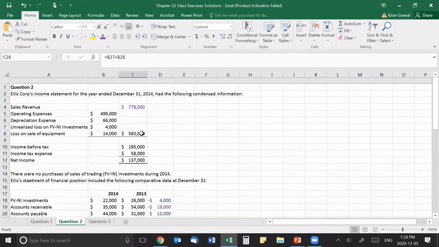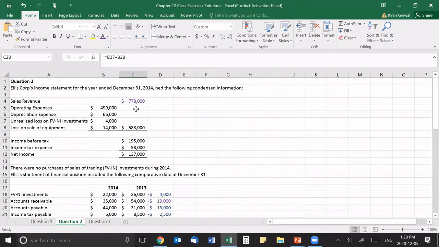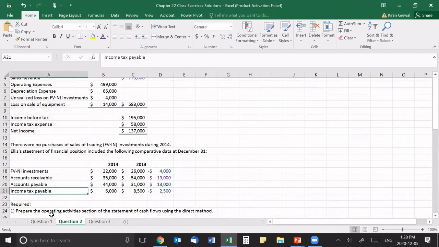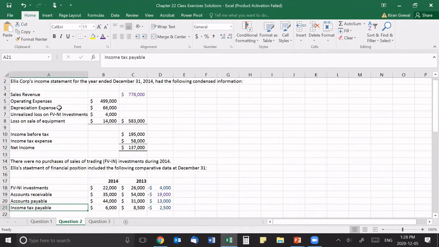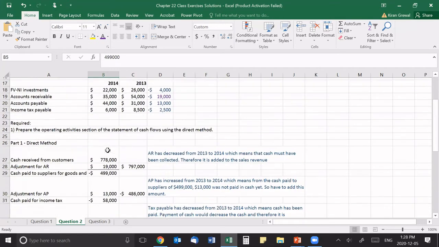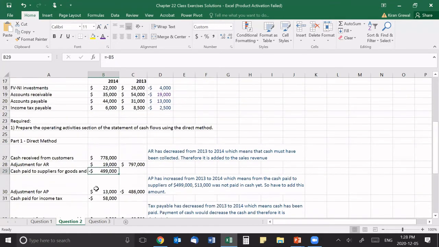Next thing we're going to do is look at cash paid to suppliers for goods and services. It doesn't look like we have cash paid for goods here because we don't have a cost of goods sold. So this seems like a service company; it doesn't have any inventory or cost of goods sold. So we're just going to take the operating expenses amount. Operating expenses is an expense, so it's going to be a negative amount. So 499,000 negative here is cash paid to suppliers, well, just for services in this case because there is no inventory.